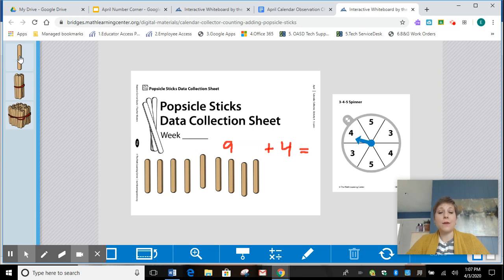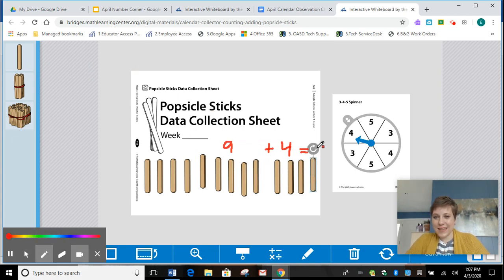All right, we're going to count on from 9 to see if your idea is correct. So 9, 10, 11, 12, 13. Is that what you were thinking? We know that 10 plus 4 is 14, so 1 less. It makes sense that it's 13.